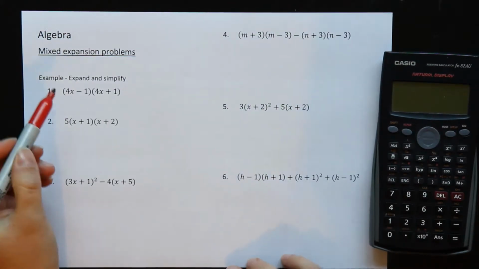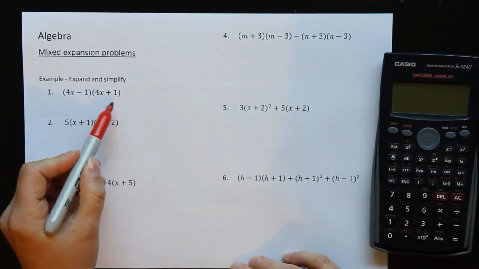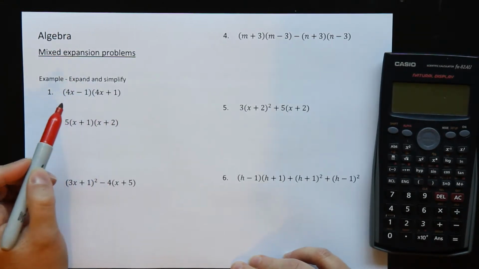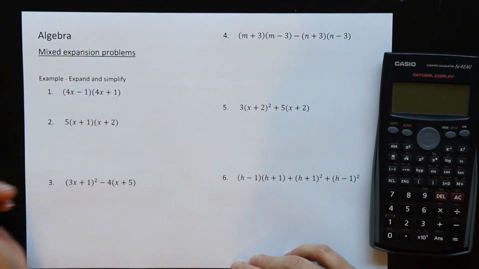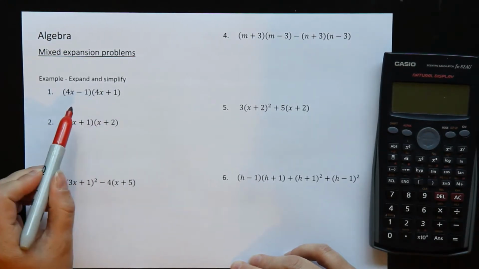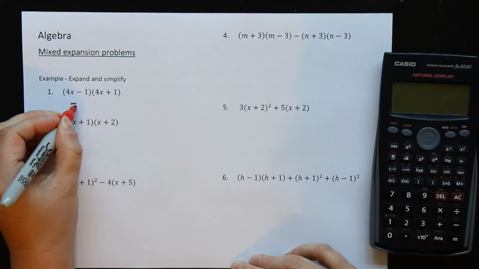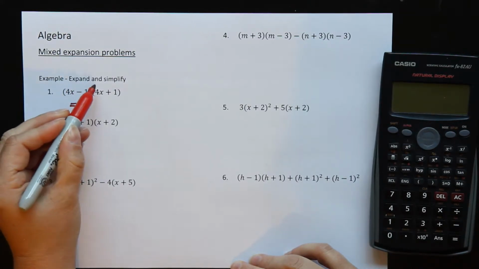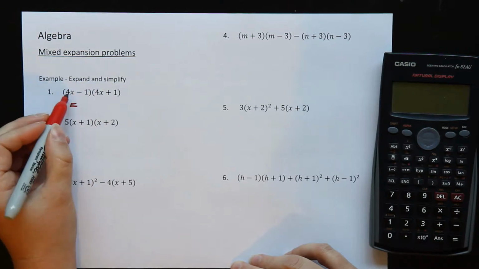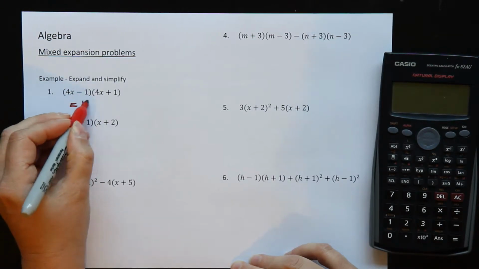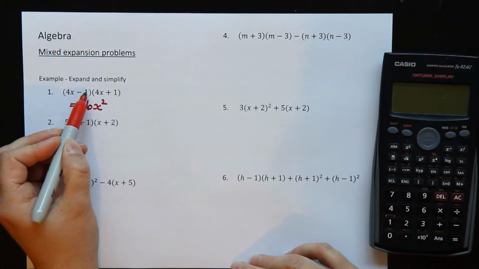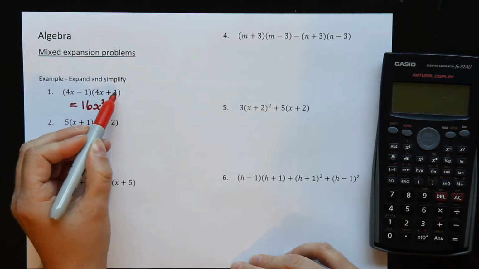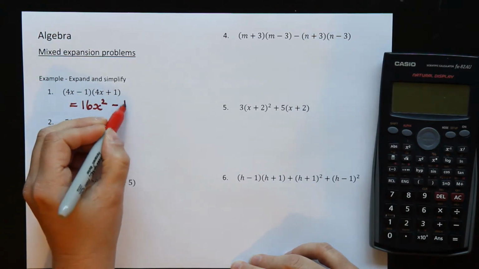Question 1. 4x minus 1 and 4x plus 1. Those brackets are the same, except this one is a minus and this one is a plus. This makes this question a difference of two squares question, where the middle two terms are going to cancel out. So all I have to do to expand this is times the first in the bracket with the first. So 4x times 4x is 16x squared. And then I just need to do the last and the last. Minus 1 times plus 1 is minus 1.